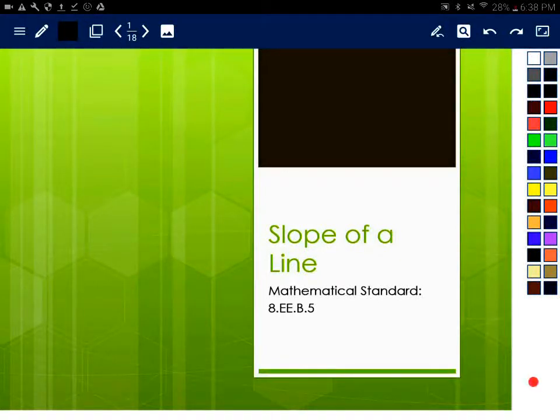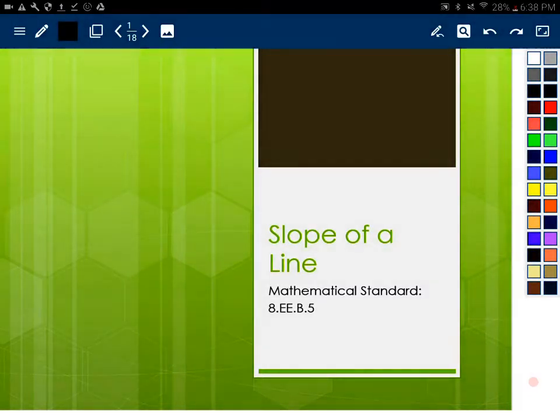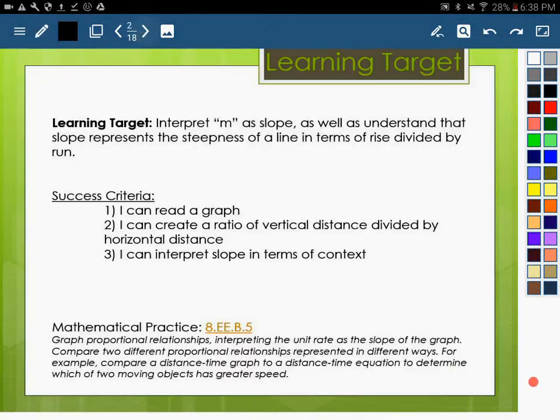Hey, and welcome back once again. Today we're talking about Mathematical Standard 8.EE.B.5 again, but this time we're going to focus on the slope of a line. Our learning target is to interpret the letter M as slope, as well as understand that slope represents the steepness of a line in terms of rise divided by run.